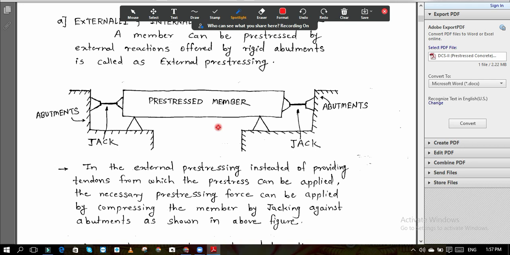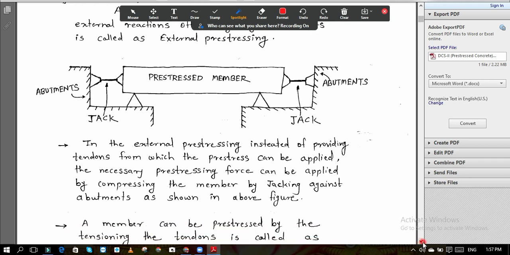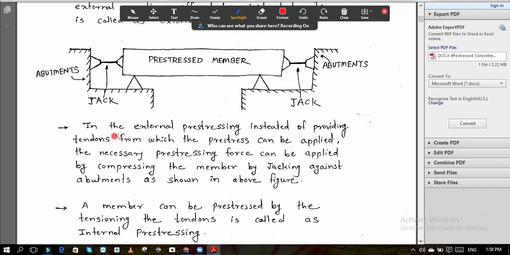So now if you see what is given over here. Instead of taking the screenshot, my suggestion is to draw the diagram, because once you remember the diagram you can easily remember how it works. So here in the external pre-stressing, instead of providing the tendons from which the pre-stress can be applied, the necessary pre-stressing force can be applied by compressing the member by jack against the abutment as shown in the figure.